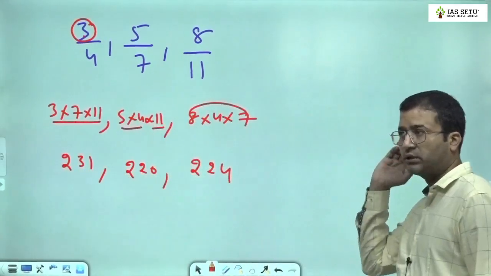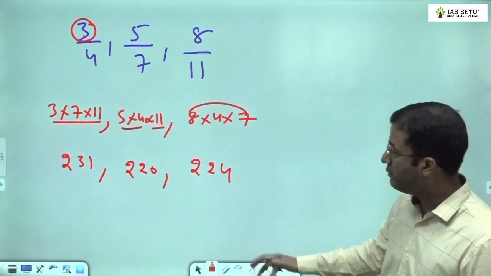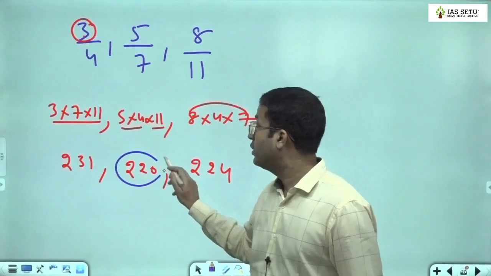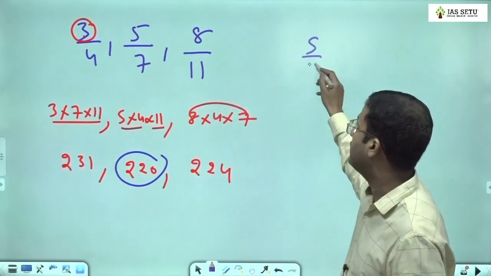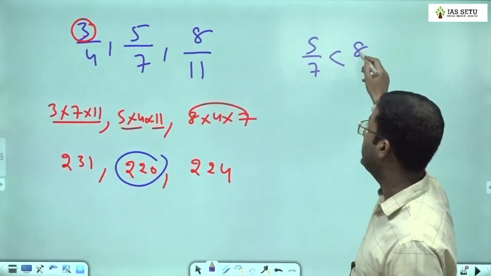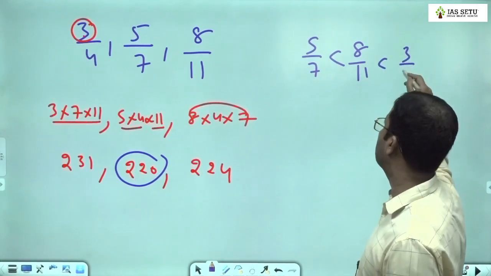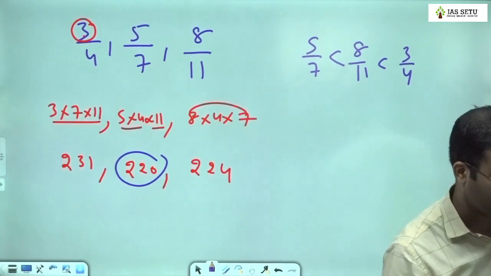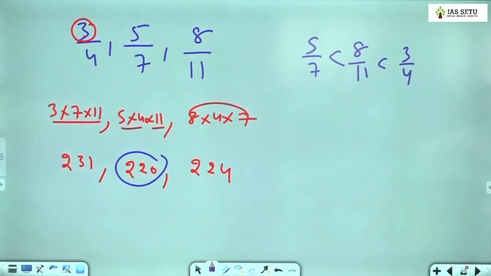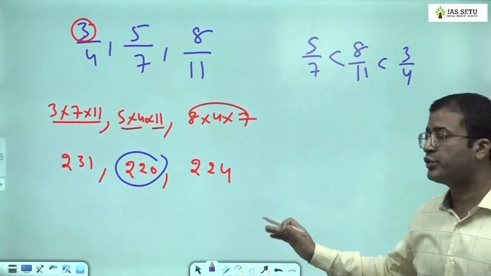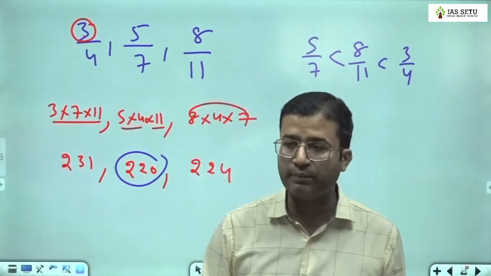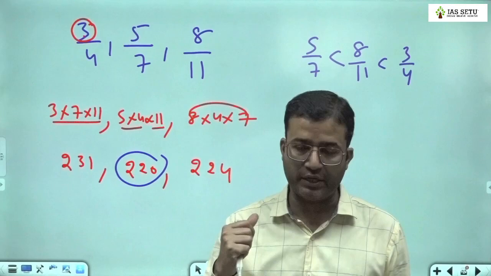बत्तीस गुना में 7. ठीक है. So tell me out of this which one is the smallest? 220. So it means 5 by 7 is smaller than 8 by 11 is smaller than 3 by 4. So 3 by 4 here is the largest fraction. So it is not a big deal how to use cross multiplication method for more than 2 fraction. But what is the problem is second item.